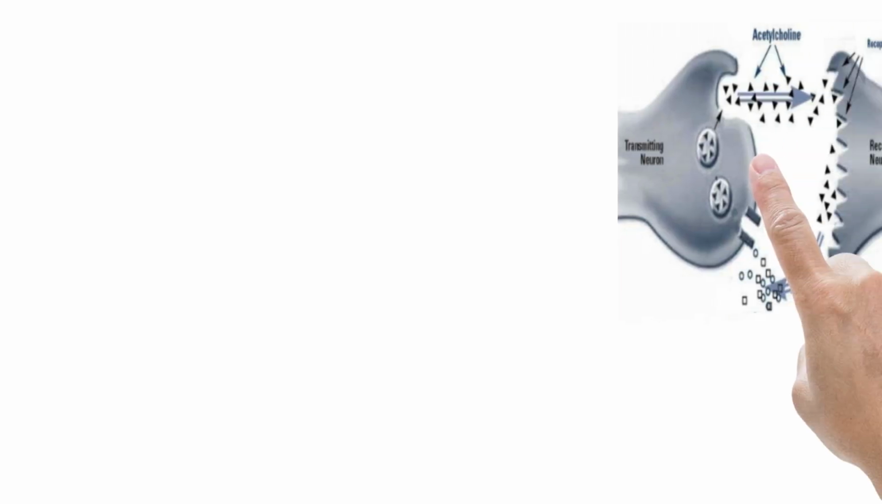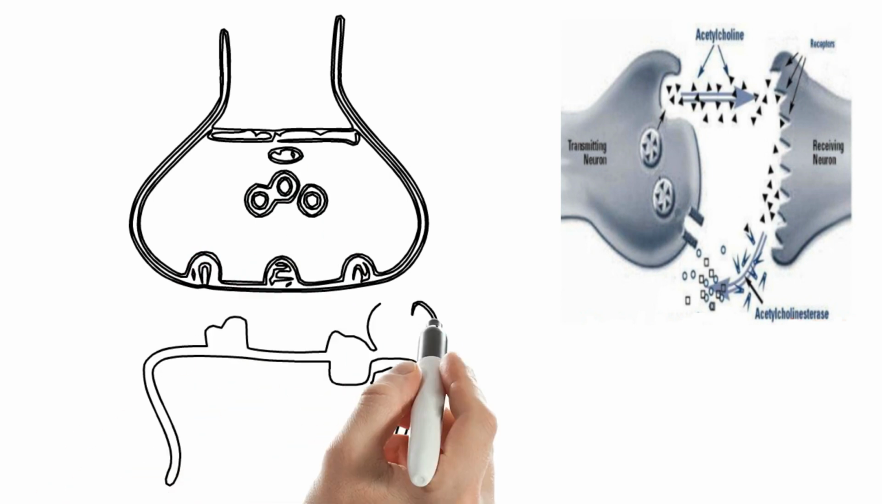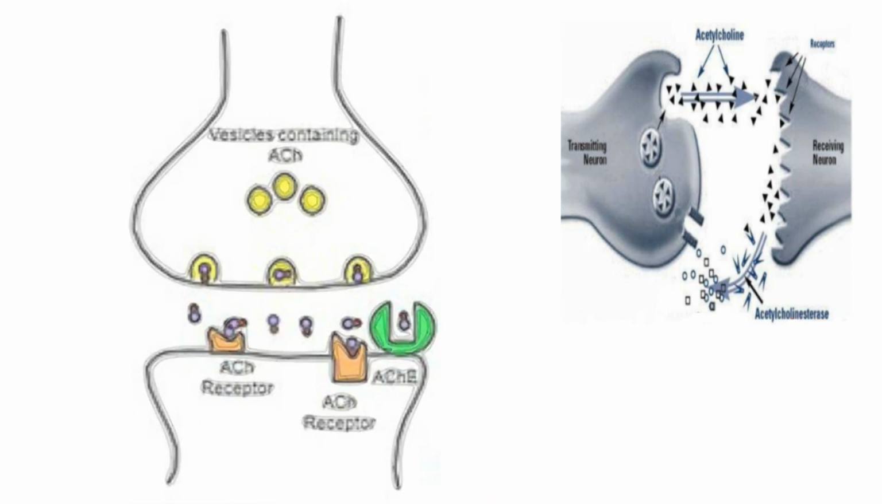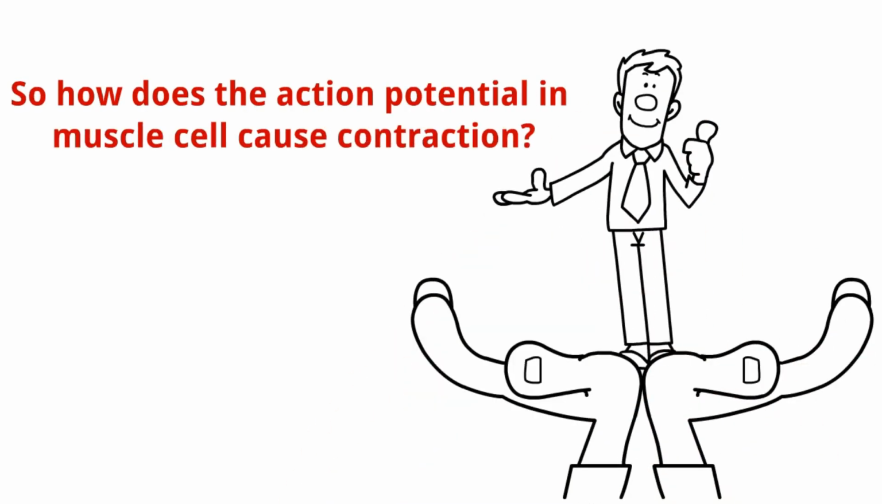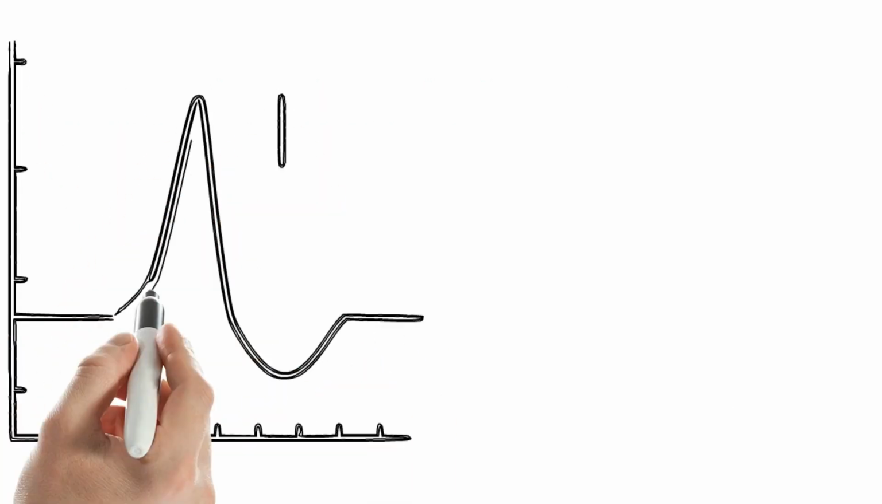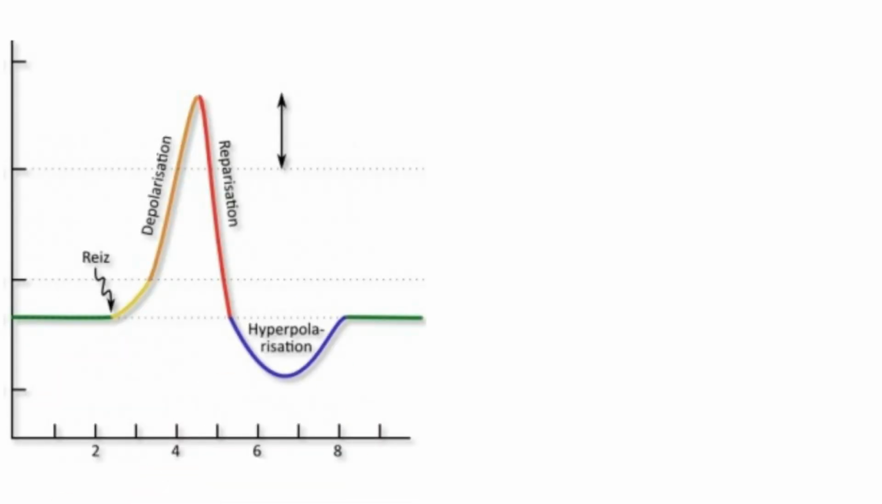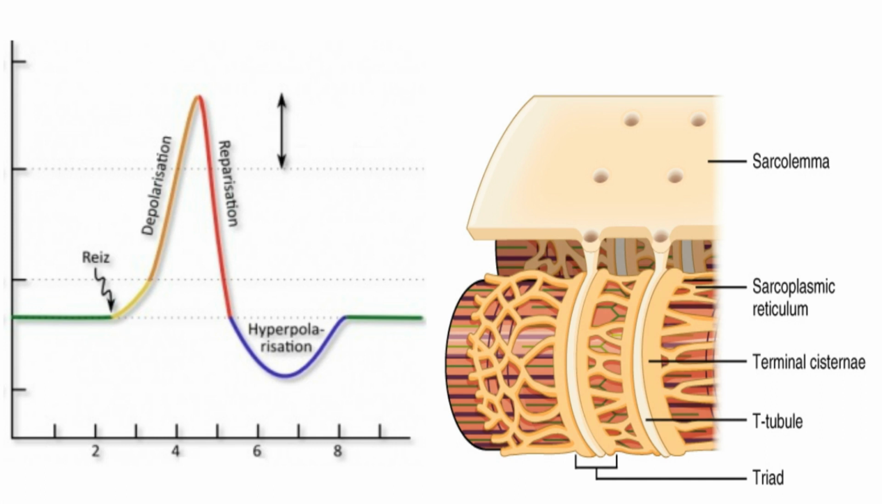For rapid destruction of acetylcholine, acetylcholinesterases reside in the synaptic cleft, lowering binding to end plate receptors, slowing depolarization. So how does the action potential in the muscle cell cause contraction? Voltage-gated sodium channels allow sodium influx, depolarizing the muscle membrane, leading to a voltage-gated calcium release. Enough calcium influx then causes calcium-induced calcium release from the sarcoplasmic reticulum, leading to muscle cell contraction.